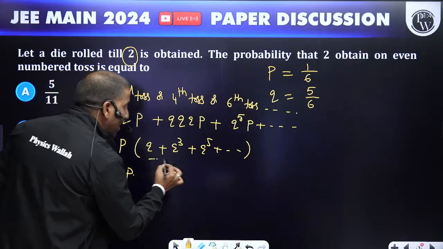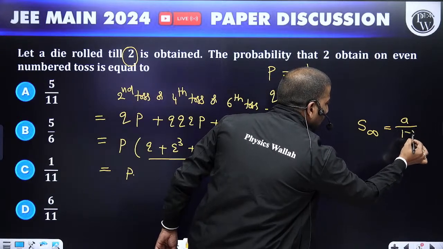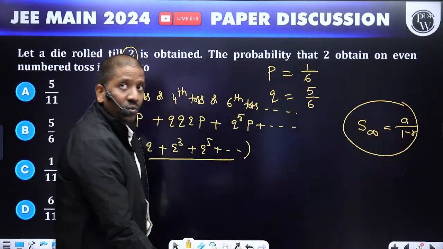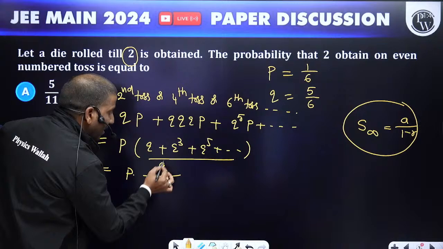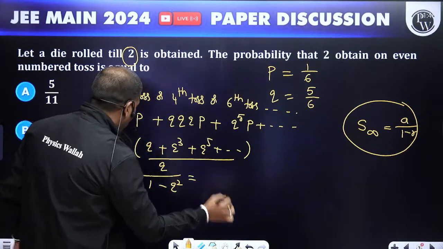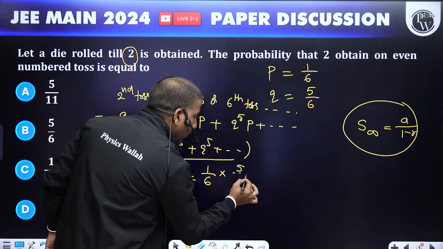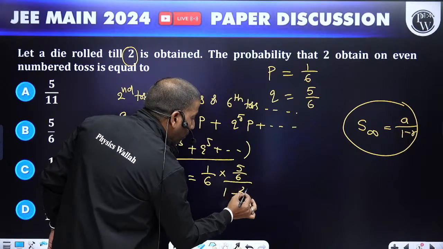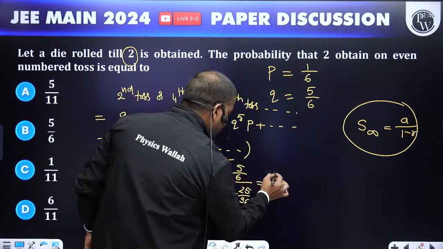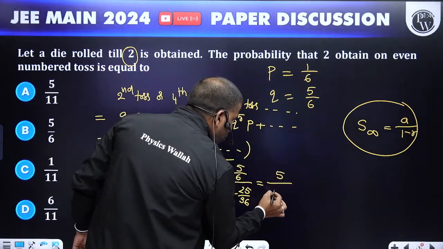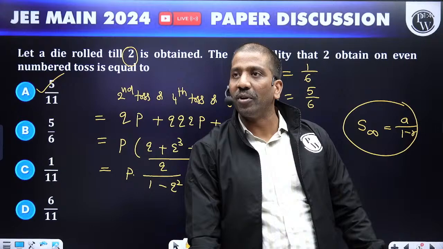P times, this is an infinite GP. Number of times we come across infinite GP. So S infinity is A by 1 minus R, where A is Q, by 1 minus common ratio, which is Q square. So P is 1 by 6. Now you substitute. Q is 5 by 6 and 1 minus 25 by 36. Alright, so 36 will get cancelled. 5 by 36 minus 25, which is 11. 5 by 11. So those who attended the session, how many of you solved this question?